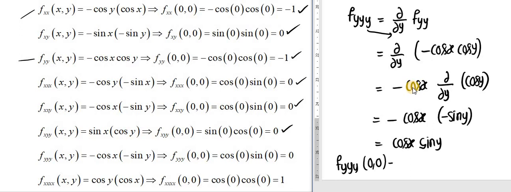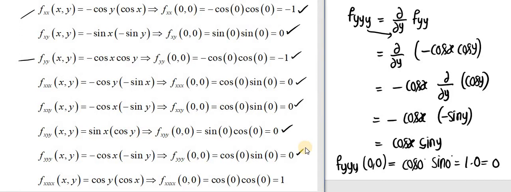Now I am going to find out f triple y at (0, 0). That is cos 0 into sin 0. That is 1 into 0, which is 0. So, all third order partial derivatives are zeros. Now we are going to find out fourth order partial derivatives.